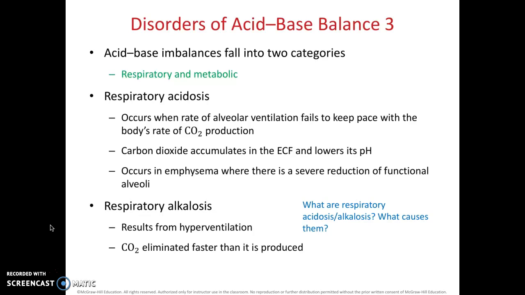So acid-base imbalances fall into two different categories. You can have respiratory and metabolic imbalances. Respiratory acidosis occurs when the rate of alveolar ventilation fails to keep pace with the body's rate of CO2 production. This means that carbon dioxide is going to accumulate in extracellular fluid and then lower the pH of the extracellular fluid. This is common in emphysema, where there's a severe reduction of functional alveoli so that they can't ventilate or get rid of the CO2 as fast as it's accumulating.